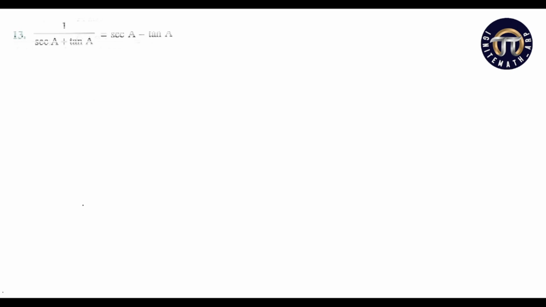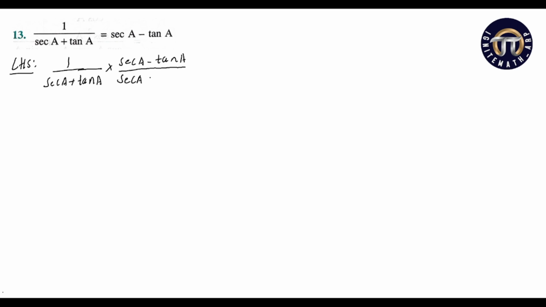So now let us proceed with the next question, that is question number 13. So here again I will take the left hand side, that is 1 by sec A plus tan A. Clear, children? So what I do here, I will multiply this one with sec A minus tan A, because I need sec A minus tan A in the RHS. So divided by, if I am multiplying the numerator with sec A minus tan A, the denominator should also be multiplied with sec A minus tan A.